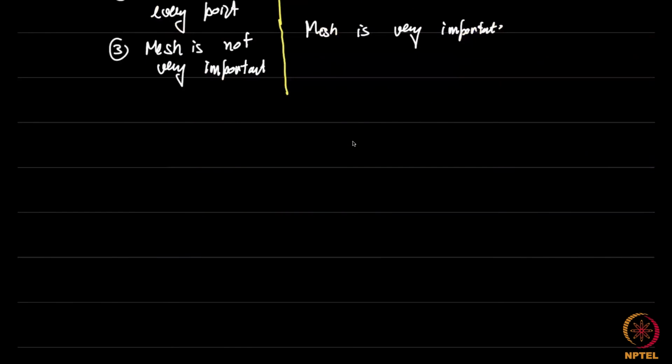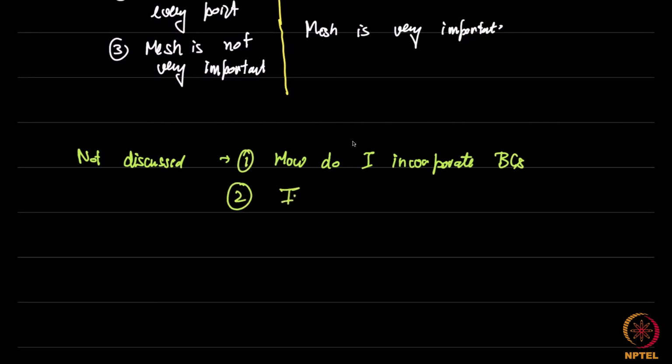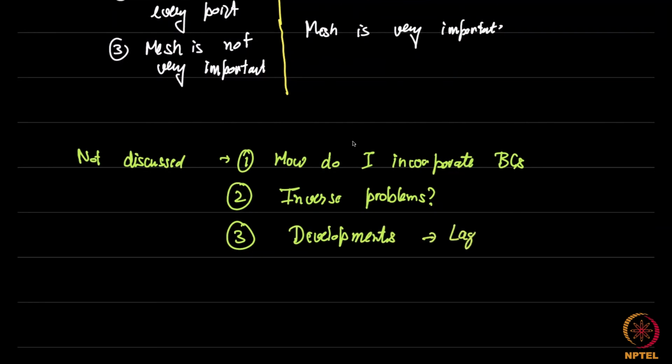Now, there are a few things that I have not discussed here. The things that I have not discussed at this point are how do I incorporate BCs. Second, how do I solve inverse problems? And of course, some developments in this field. For example, I want to talk about what the general idea of Lagaris was, how that was improved by Raissi and Karniadakis. And then there is some work that we did even at IIT Madras regarding this to improve upon this method. So these developments I'll discuss in future videos.